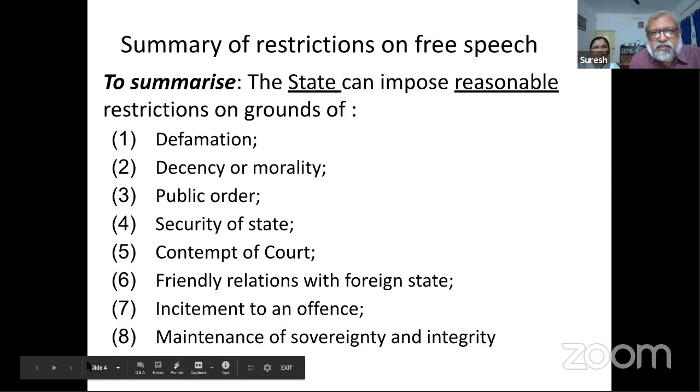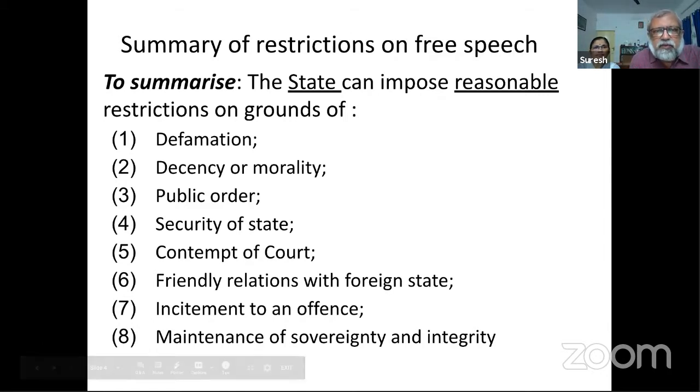Now, there are 2-3 things. As Saila has already explained, it is the state which will impose reasonable restrictions. So the restrictions will have to stand the test of being reasonable. When you look at it, what are the grounds? Defamation, decency or morality, and public order. This is one set of grounds on which free speech can be restricted.